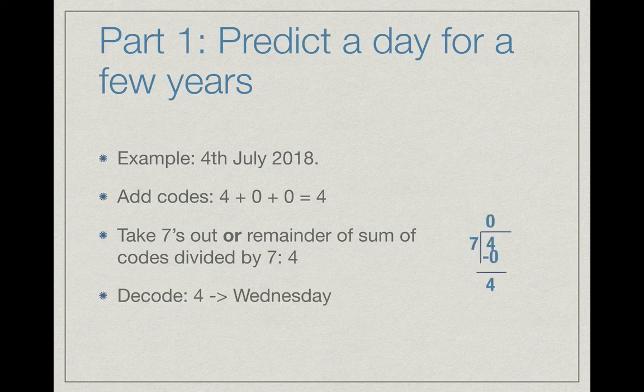Now let's confirm that using OK Google. What day is 4th of July 2018? The 4th of July 2018 falls on a Wednesday. There we go. System works. Okay, next example.